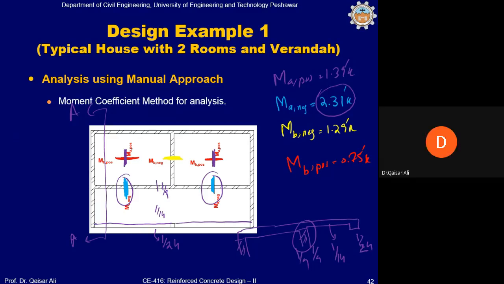Okay, M negative from this is equal to 1/9 into Wu into ln square. So 1/9, Wu total ultimate load कितना था? What was the value of total ultimate load यार?